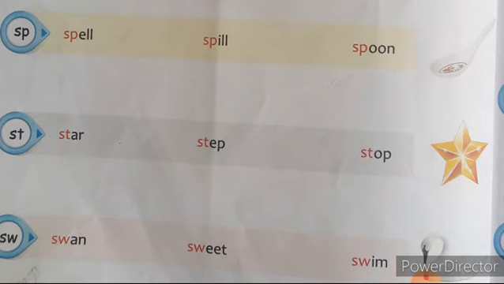Look at the next one, st. The letter T, how should I say, you have to give the sound st: star, step, stop. So again listen children, star, step, stop. Look at the next one, sw: swan, sweet, swim.